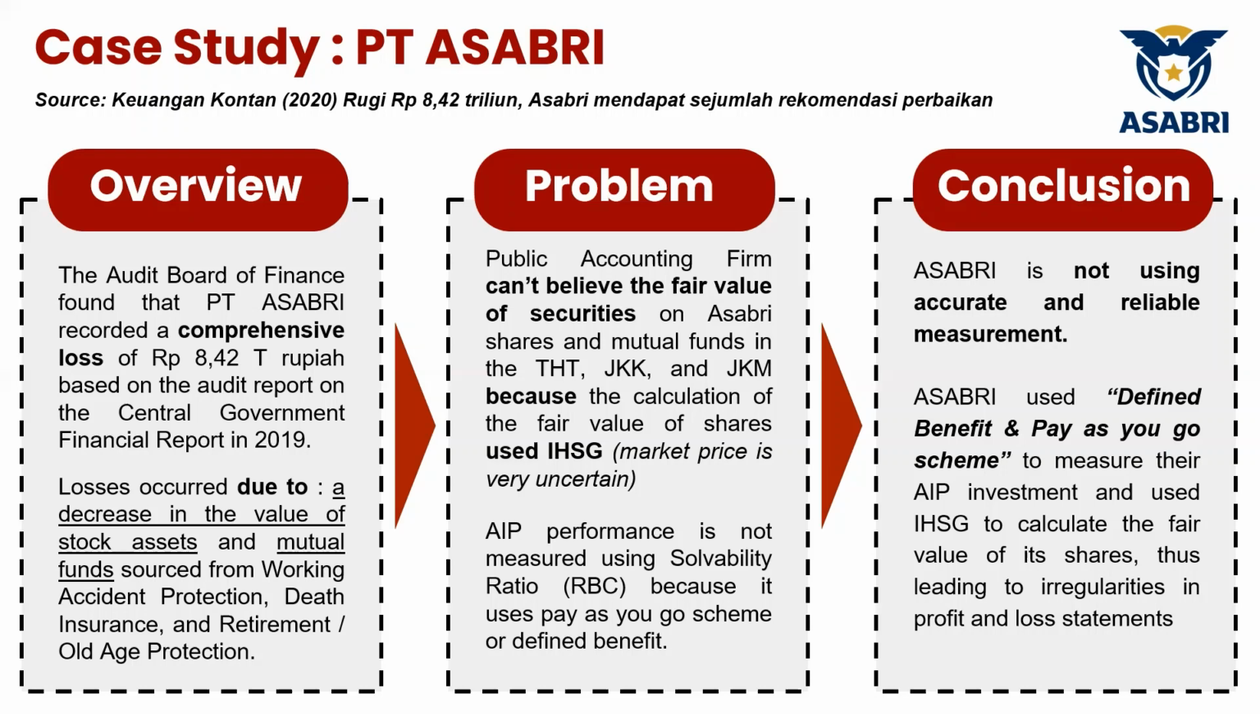Asabri is considered to be careless in placing its investment in shares and has a comprehensive loss in 2019. So the conclusion is Asabri is not using accurate and reliable measurement, and Asabri used defined benefit and pay-as-you-go scheme to measure their AIP investment and used IHSG to calculate the fair value of its shares, and those actions led to irregularities in the profit and loss statement of PT Asabri in 2019.